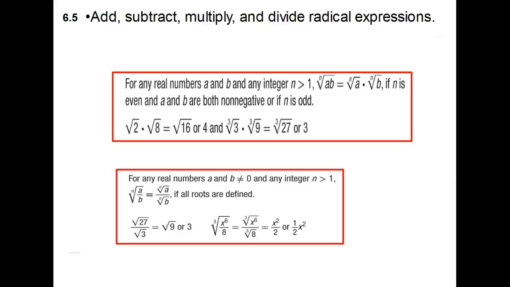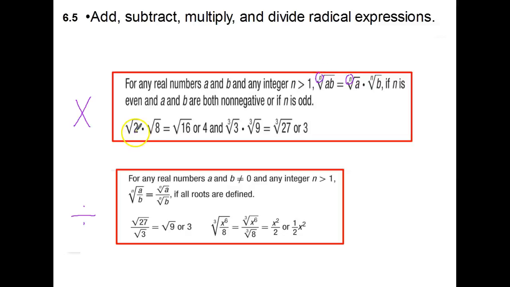In this video, we're going to talk a little bit about adding, subtracting, multiplying, and dividing radical expressions. Okay, the general rules are for multiplication and division. So this is for multiplication, this is for division. If I'm multiplying two radicals of real numbers, a and b, it's the same as multiplying the radical of a times the radical of b. But it has to have the same nth power.